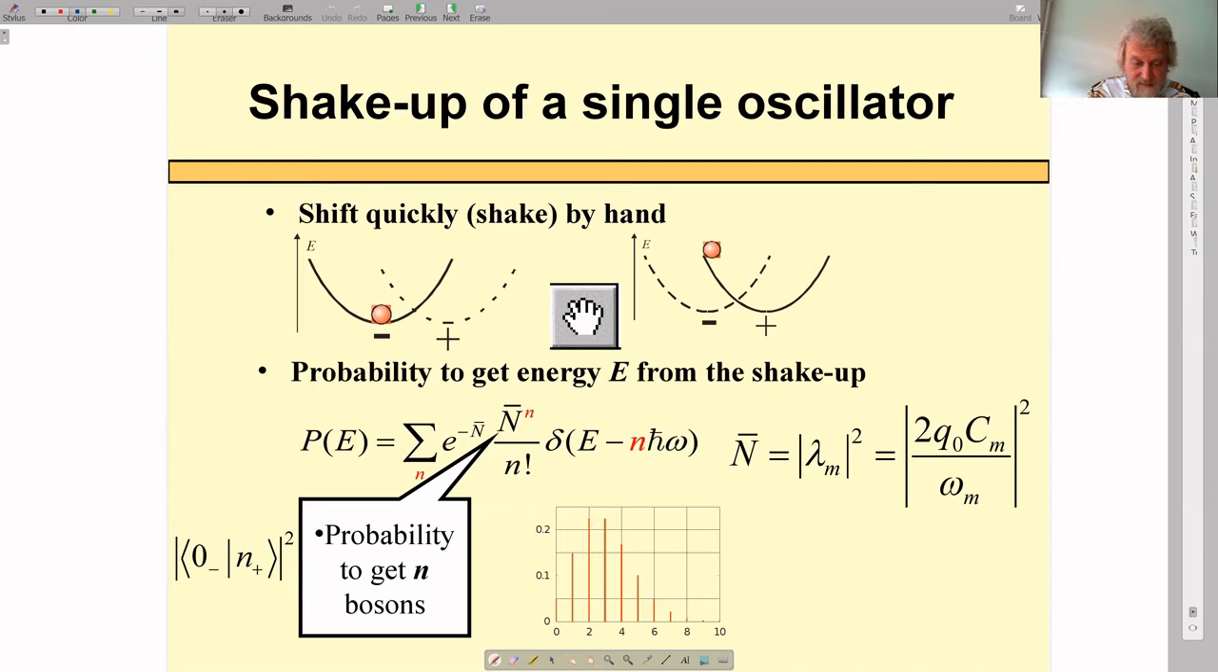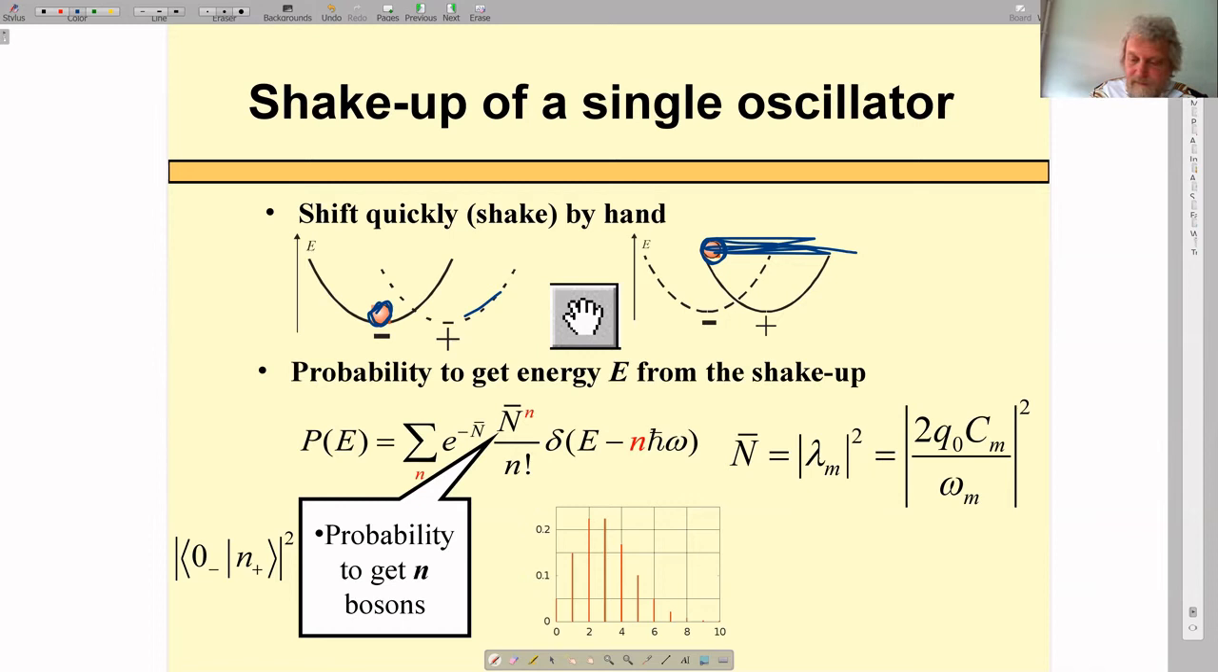Good. First, let me understand the situation at the classical level. So there is a particle in my oscillator. It is in position minus. The potential corresponds to position minus. And I quickly shift the position of the oscillator to plus. Then we'll see that this classical particle, with respect to the new position, is in a very high energy state, and it will oscillate accordingly. So the shake-up, the fast shift, has brought the oscillator to an excited state.